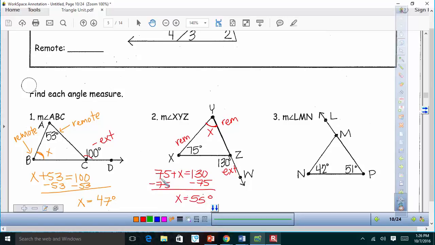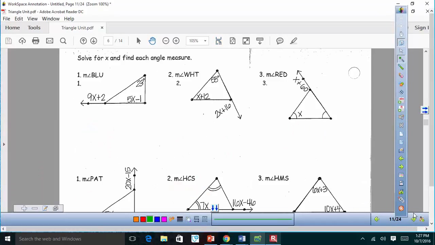Okay, and then example 3 asked me to find LMN. What angle is LMN? The exterior. So this time we're trying to find the exterior, and what are 42 and 51? Remote. Okay, so we're going to do 42 plus 51, and that should equal my exterior angle. So that would be 93 degrees. Okay, do we need more examples of this? All right, then flip to the back for me.